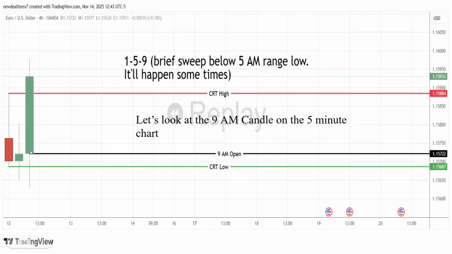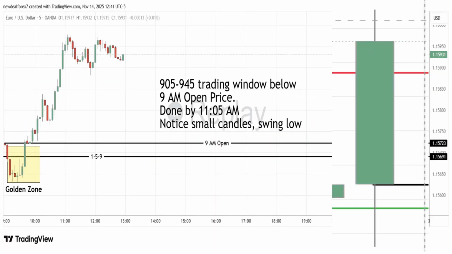So let's take a look at this large 9 a.m. candle on the 5-minute chart to see where our entries could have been. Okay, so this is the golden zone right here below the 9 a.m. open. But this black line, I should have made it red, but this black line here is the low of the 1 a.m. candle. So really this area right here between this candle and this candle is our trading range. Okay, so you want to be above the range bottom, this black line, but below the 9 a.m. open. So it didn't give much time.